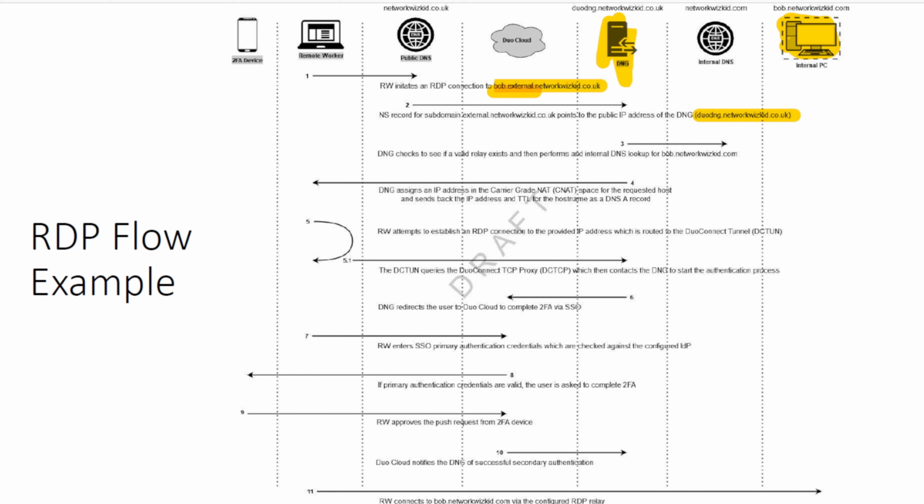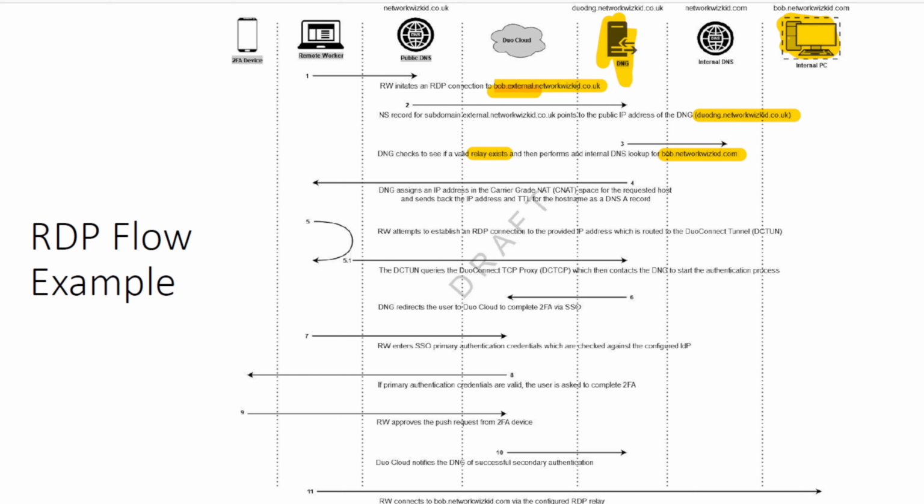The DNG checks to see if a valid relay, so this is where we start to look at the relays. So the DNG checks to see if there's any valid relay that exists and performs the internal DNS lookup for bob.networkwizkid.com. So it's kind of doing that mapping, if you like, as well.